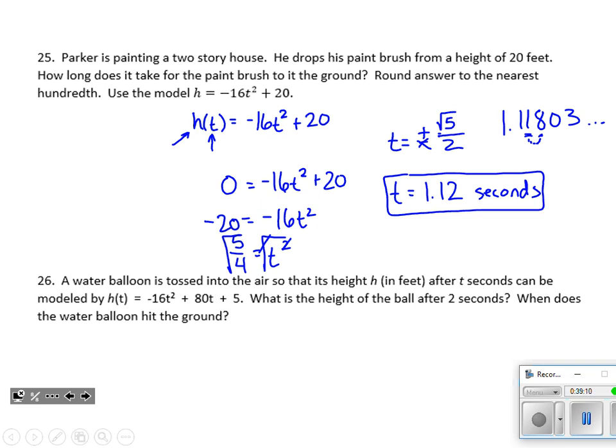I know it seems kind of trivial to bring that up in Algebra 2, but I do have plenty of students that come through and don't round accordingly. And that can be something that can actually hurt you on things like the SAT and so forth.